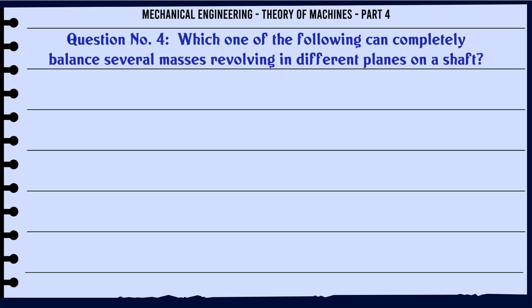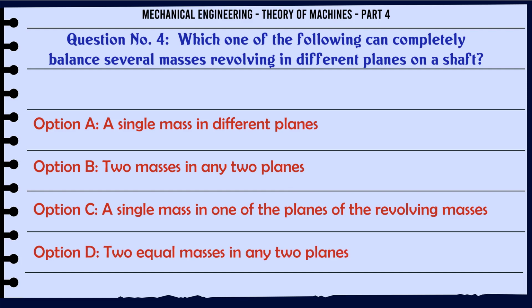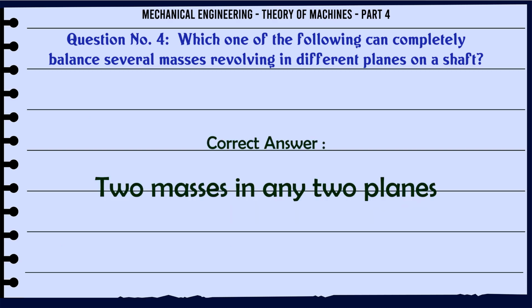Which one of the following can completely balance several masses revolving in different planes on a shaft? A. A single mass in different planes, B. Two masses in any two planes, C. A single mass in one of the planes of the revolving masses, D. Two equal masses in any two planes. The correct answer is two masses in any two planes.